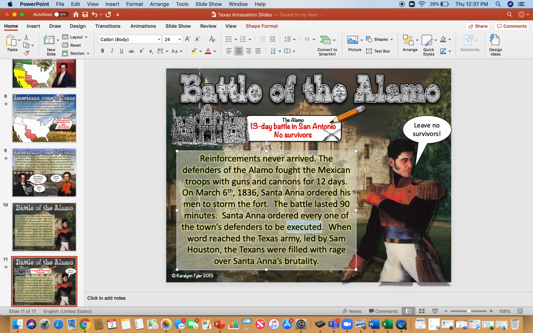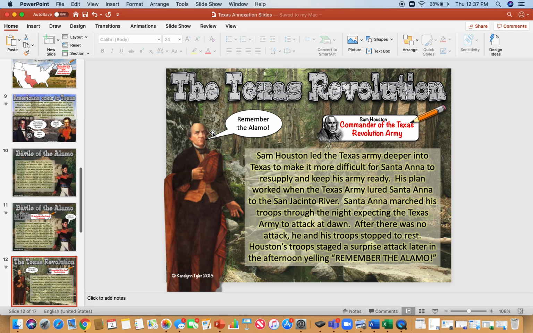When word reached the Texas Army, led by Sam Houston, the Texans were filled with rage over Santa Anna's brutality. So the people in Texas were angry that Santa Anna was so brutal and violent. He killed everyone, right? He says, "Remember the Alamo." Sam Houston, the commander of the Texas Revolution Army.